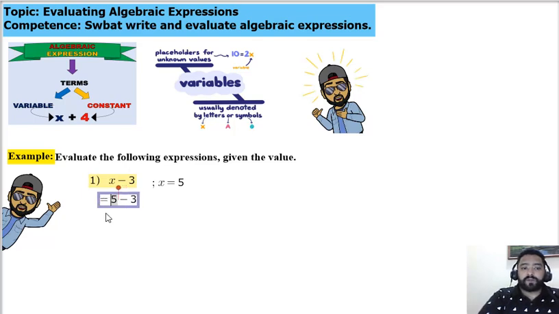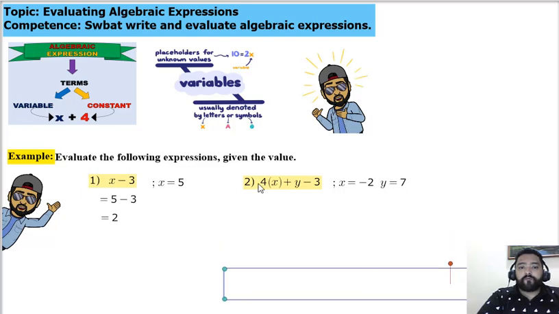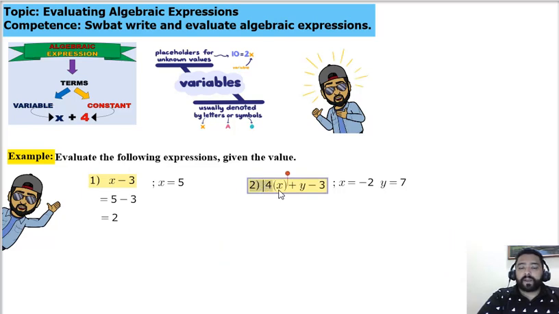And when you solve this one, the value of the expression is 2 when the value for x is equal to 5. Remember, just in this specific exercise the value for x is 5, but in another exercise we can change the value of x. For example, I'm going to give you another example, and we have this one: 4 multiplied by x plus y minus 3.